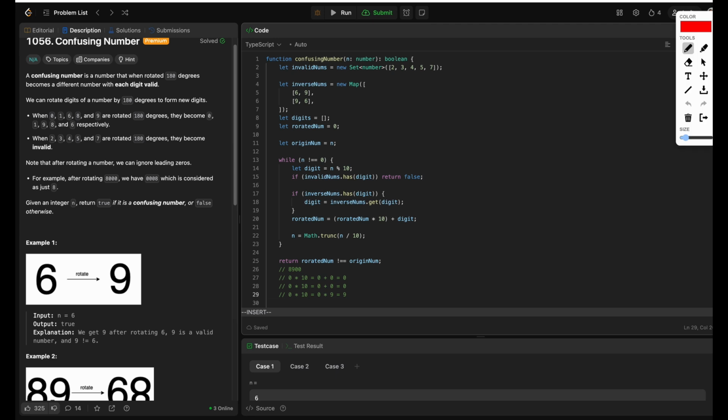And the question sounds like this. We give you a number, you have to rotate it, and after rotating you have to ignore the leading zero. 6 and 9 transfer to the opposite, 6 to 9 and 9 to 6, and then you have to return the answer: is it possible to rotate this number or not? And don't forget to handle these invalid digits. For example, if we have such digits, return false by default.